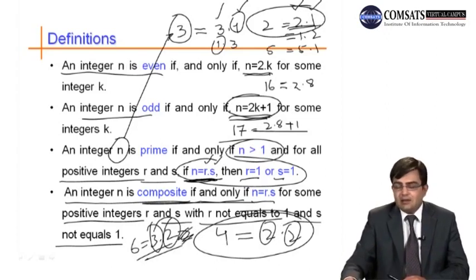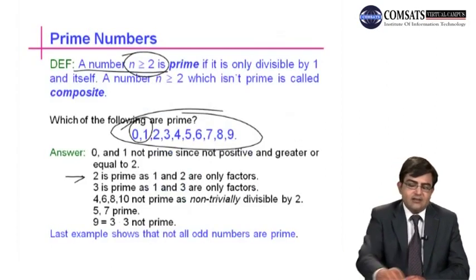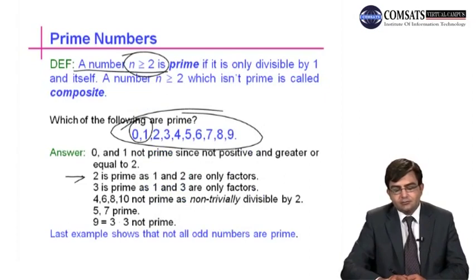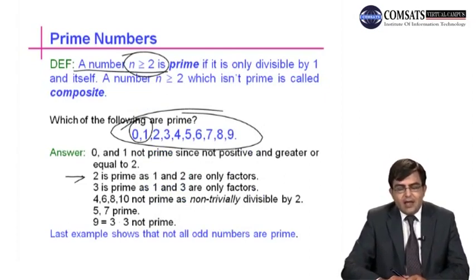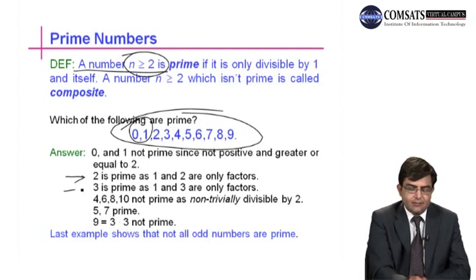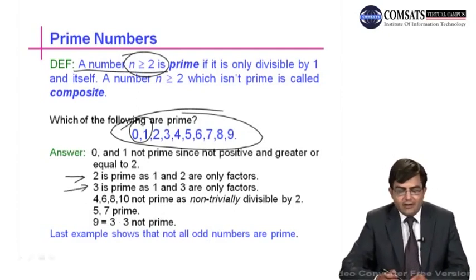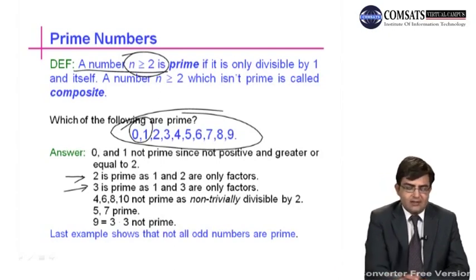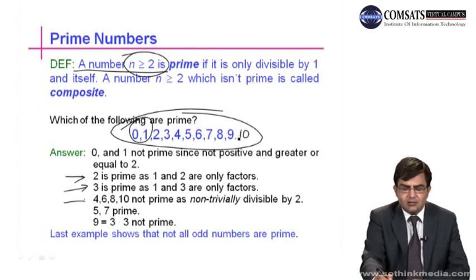This is what we are saying in this definition. So 2 is prime because 2 has factors only 1 and 2, or 2 is divisible only by 2 or 1. Similarly, 3 is divisible by 1 and 3 only, so 3 is a prime number. But 4, 6 and 10 — here I haven't written the 10, but for example we have 10 also.